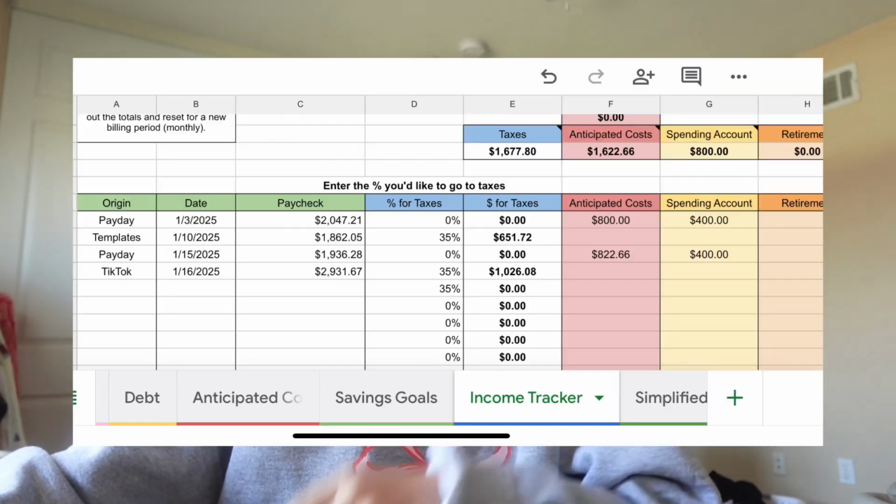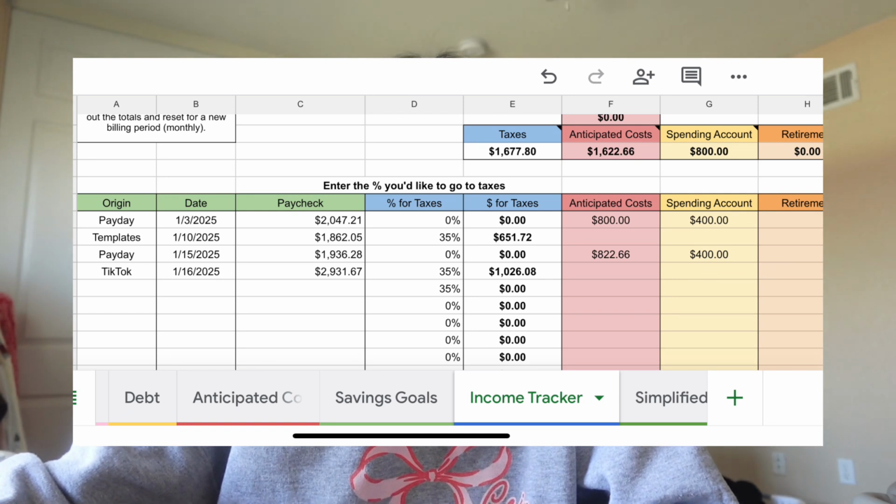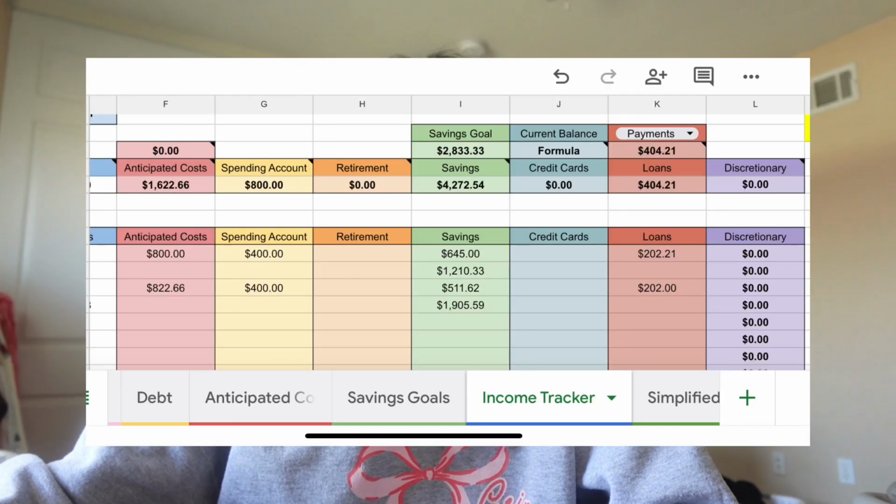Next paycheck we've gotta do is from TikTok. TikTok engagement purely, not even like brand deals or anything. Well, I made my mouth. From just engagement in December, we got $2,931.67. I set aside 35% for taxes, which is $1,026. And then the rest of that, which is $1,905.59, is gonna go straight to savings.